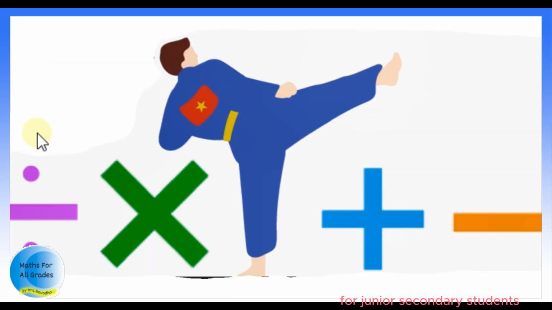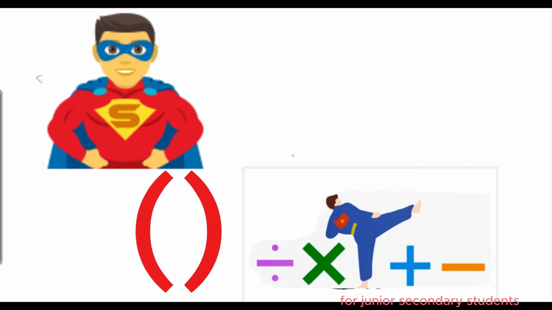Okay, you already know that first we perform all divisions and multiplications working from left to right. And then we do all additions and subtractions working from left to right. Now it's time to introduce brackets. Ta-da! Here come the brackets with their superpowers.